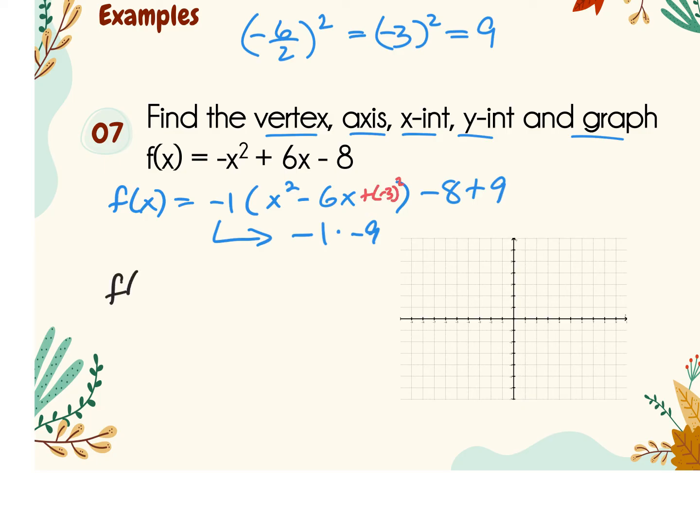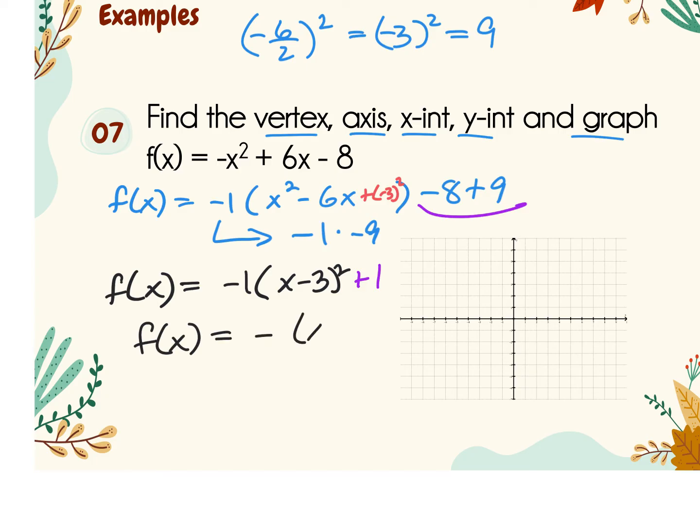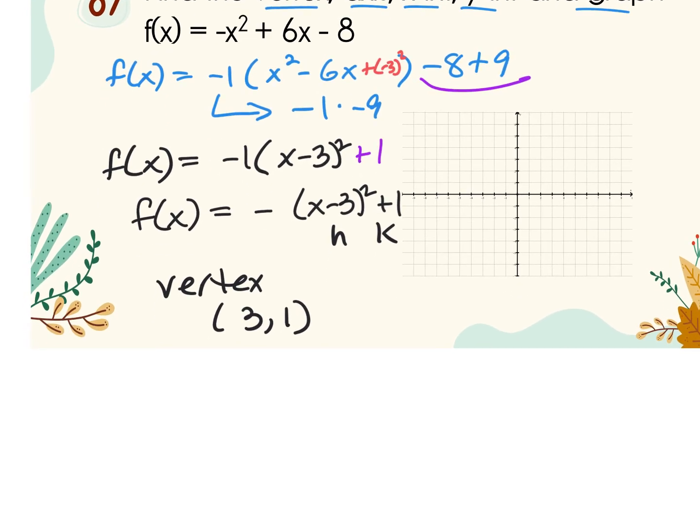So now I have f of x. I'm going to factor it, and it turns into x minus 3 squared. I need to combine -8 plus 9. That gives me +1. I now have it in vertex form. You don't need to leave the -1, just leave the negative sign. So now my vertex is the h and the k. So it's 3 and 1. My axis of symmetry is x equals 3.